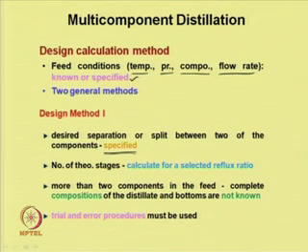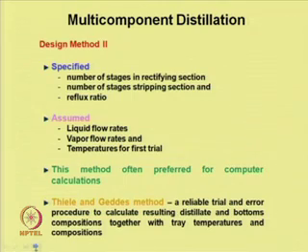With more than two components in the feed, complete compositions of the distillate and bottoms are not known. Since the complete compositions of the distillate and the bottoms are not known for multi-component systems, trial and error procedures must be used to obtain the compositions. How to do that? We will discuss that in the next few slides.